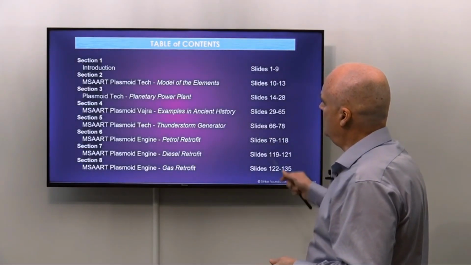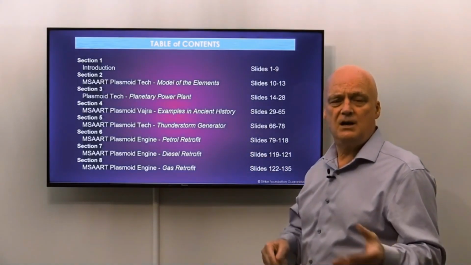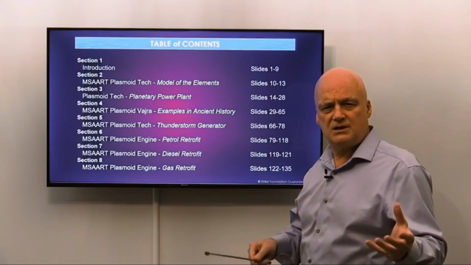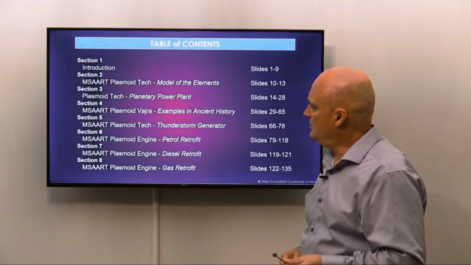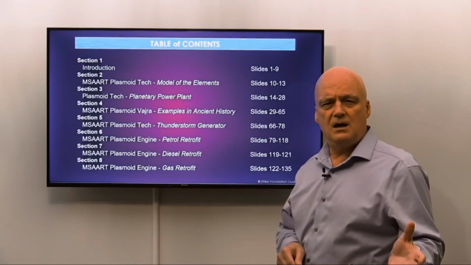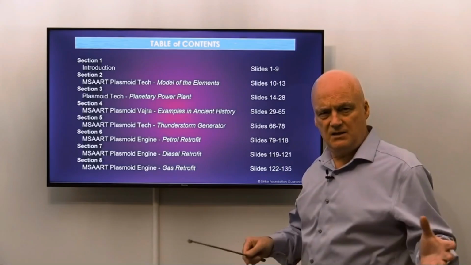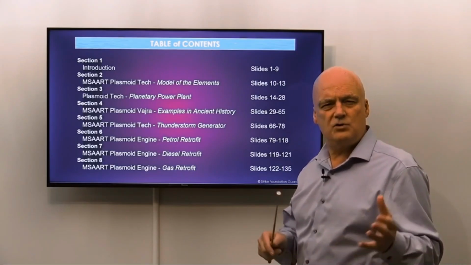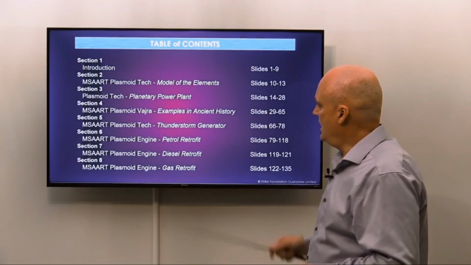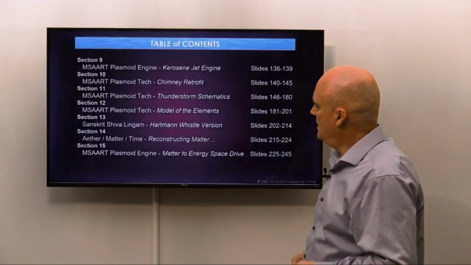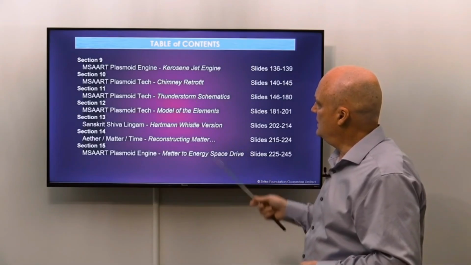So basically, going to the next slide, this is a table of contents, and anyone having a look at this presentation can simply go through to the section that they're interested in. These different sections go through both the ancient history and the manifestation in the record of tools which can produce plasmoids, like the Vajra. And then it goes down to the petrol retrofit, kerosene jet engine, the chimney and thunderstorm.